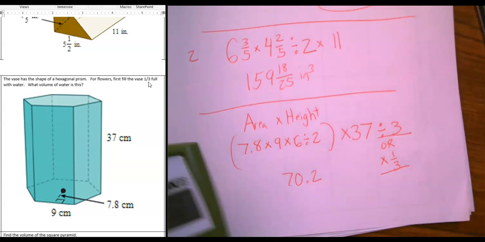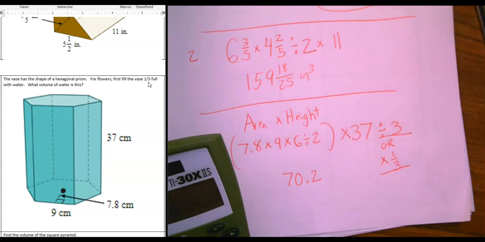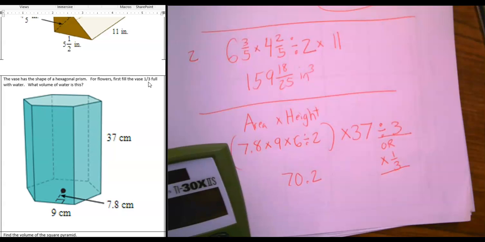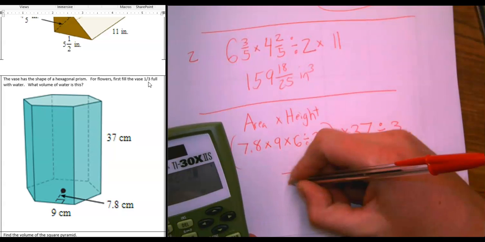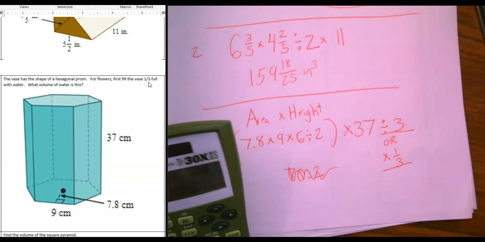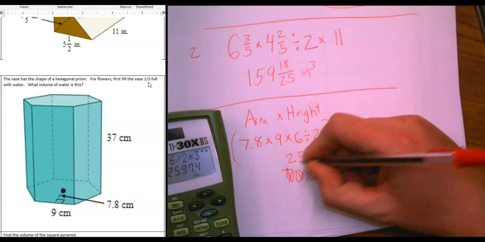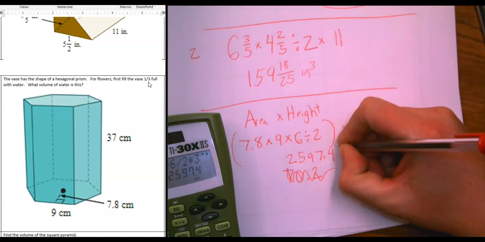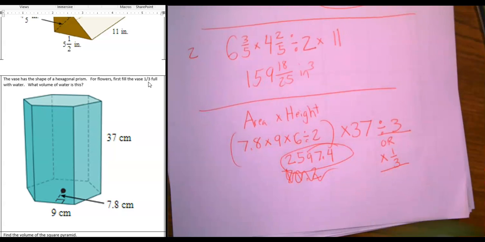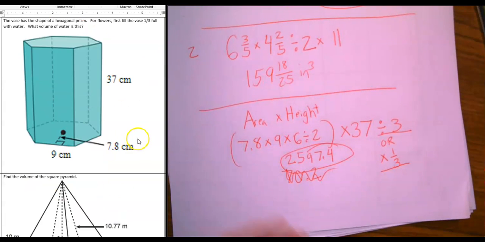70.2. Wait, I typed 7.8 times 9 times 6 divided by 2, but I didn't do the times 37. I screwed up. Times 37 divided by 3. I knew that was wrong. And I get 2,597.4. Make sure when you type it into your calculator, you type in all of the numbers. Don't skip one of them.